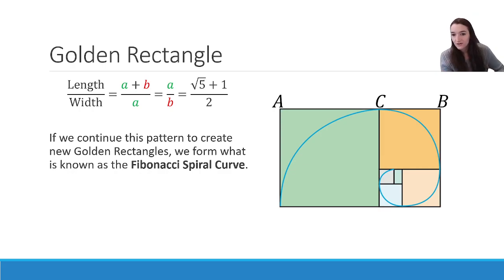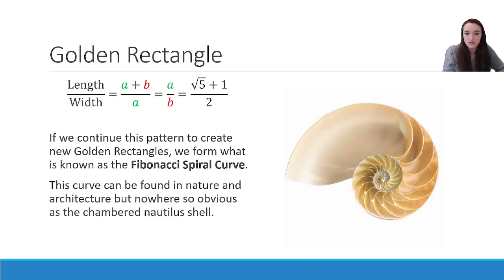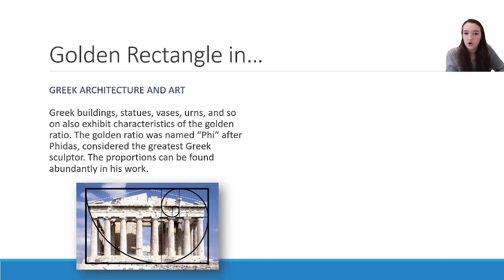Now, why do we care again? Well, the Fibonacci spiral curve tends to show up a lot in nature. It shows up, again, in pineapples and pine cones, but also most prominently in nautilus shells. But it also comes up in architecture. So quite often we can use these golden rectangles, the golden spiral, to compare to a lot of old Greek architecture, which tends to fit these ratios. So Greek buildings, statues, vases, urns, and so on exhibit the characteristics of the golden ratio via using the golden rectangle.